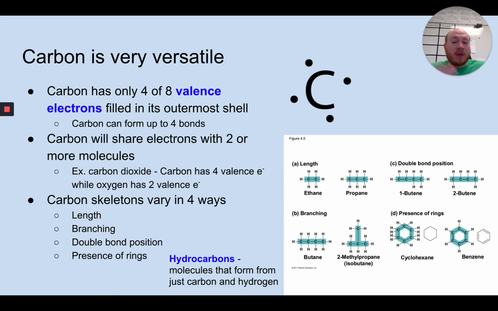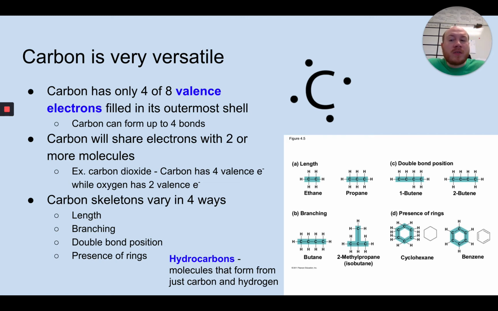An example, again, carbon dioxide. Carbon has 4 valence electrons. Oxygen has 2, so the 2 get shared between a carbon and an oxygen. Well, there are 2 more electrons available, so another oxygen just kind of plops in.